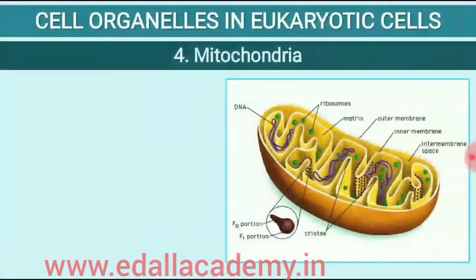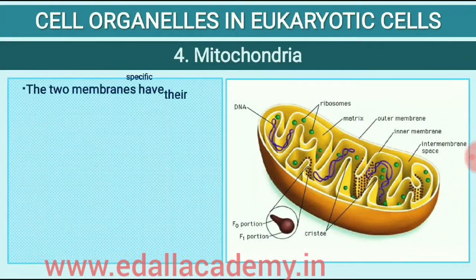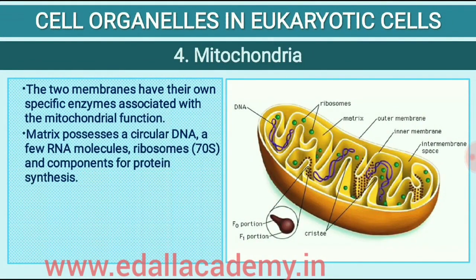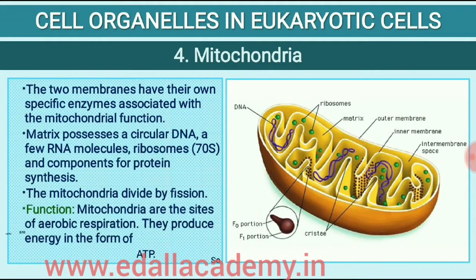The two membranes have their own specific enzymes associated with the mitochondrial function. Mitochondria are the sites of aerobic respiration. They produce cellular energy in the form of ATP, hence they are called powerhouses of the cell. The matrix also possesses a single circular DNA molecule, a few RNA molecules, ribosomes (70S), and the components required for the synthesis of proteins. The mitochondria divide by fission. The cis and the trans faces of the organelle are entirely different, but interconnected.